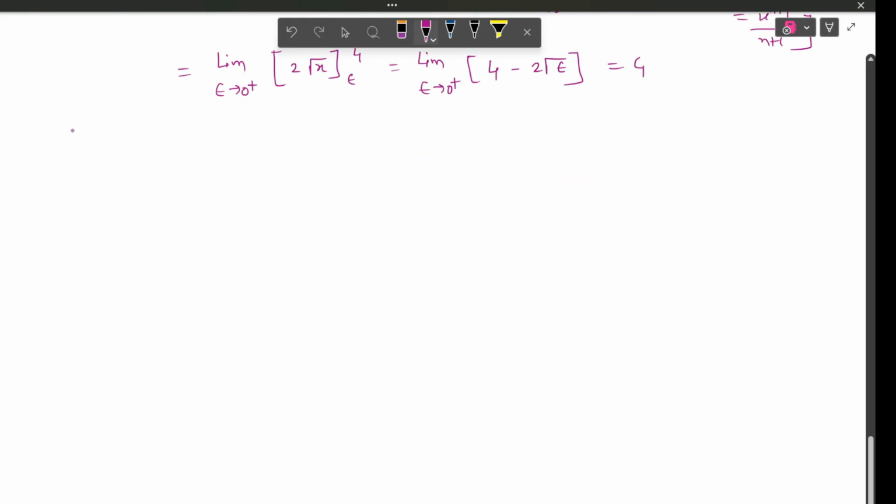Now let's talk about type 2. So I think you got the point. Here the upper limit will be unbounded.